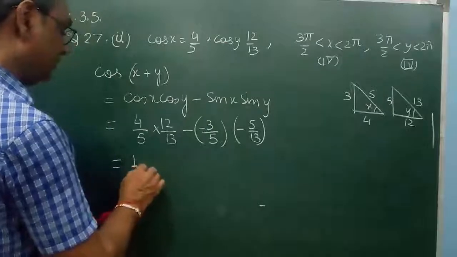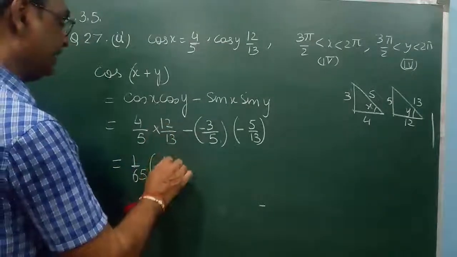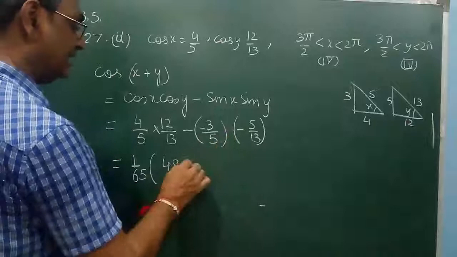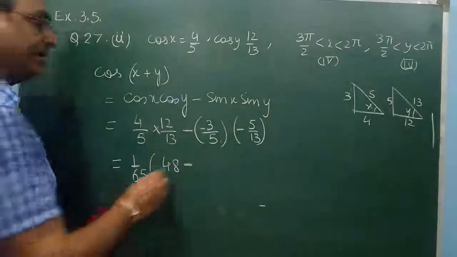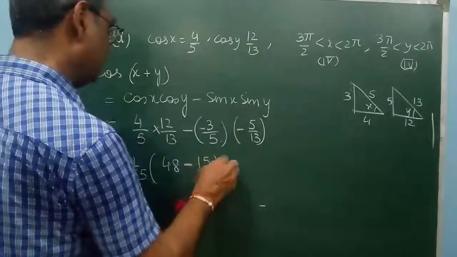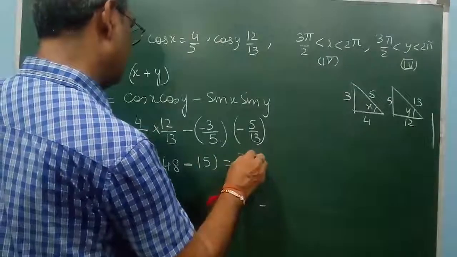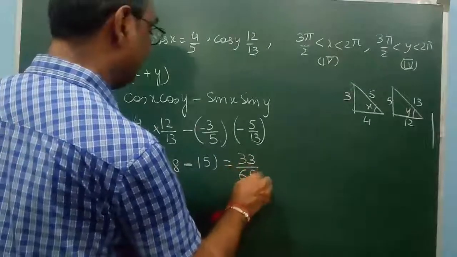1 by 65 common, so how much is it? 48, minus minus plus, and 1 minus is also there, so it will be minus 15. So here how much will it be? 33 by 65.